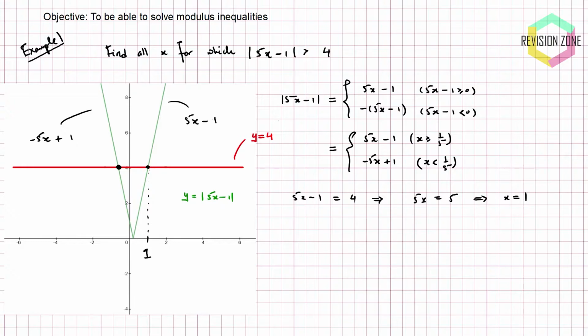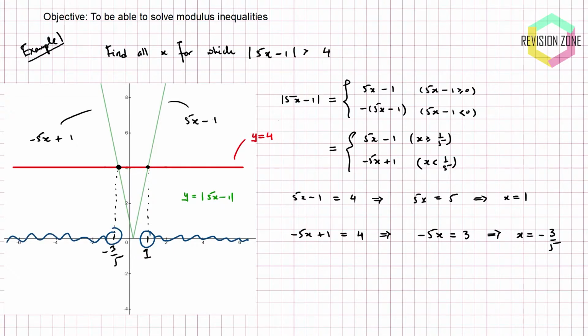So we solve another equation, which is going to be minus 5x plus 1, that's the left branch of the modulus function, equals 4, which gives us minus 5x equals 3, because I take away 1 on both sides, and then that tells us that x has to be minus 3/5, right? So we've also worked out this x-intersection here, minus 3/5. So we know what the solutions are going to be. The solutions are going to be this entire x interval here and this entire x interval here.